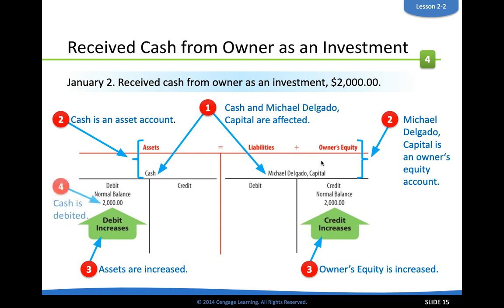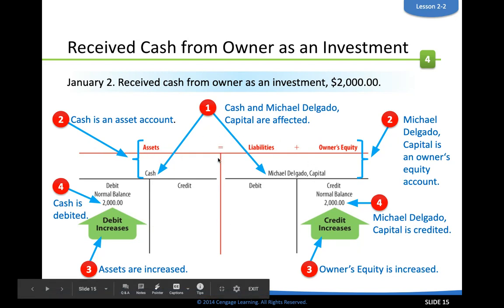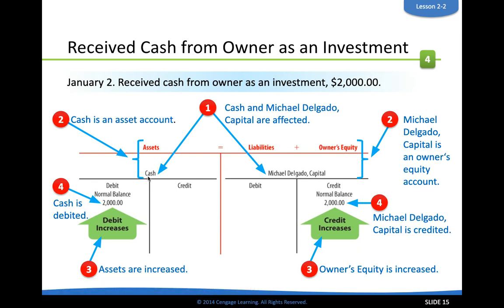Question number 4, factoring in debits and credits. Remember, we have 2 different accounts that are affected here. We have a cash account and a Delgado capital account. All right, 2 accounts, 2 T accounts here too. So we're still working within the accounting equation, this big T chart, but we have sub T charts in here now, 1 for each account. So cash, Delgado capital. Remember, debits are on the left, credits are on the right. Same thing over here, debits on the left, credits on the right.